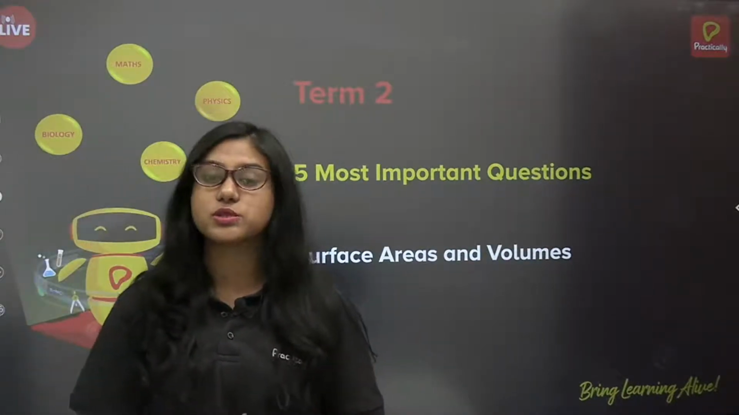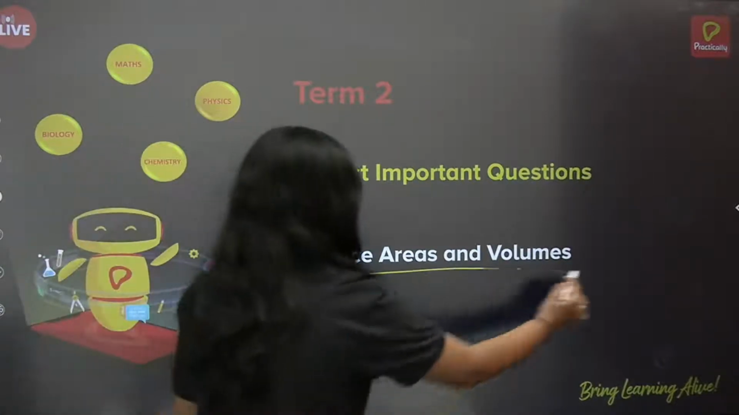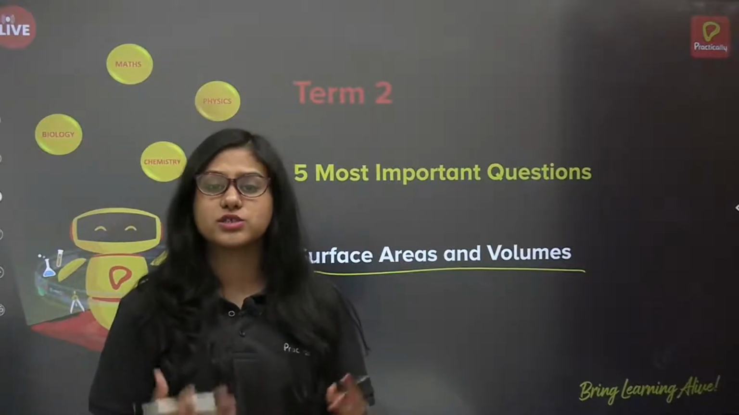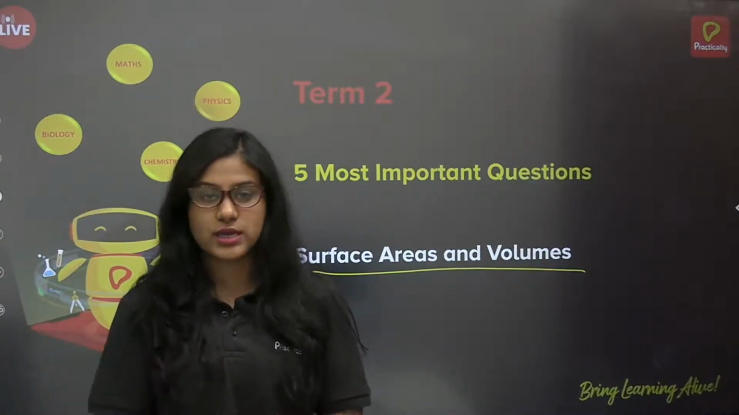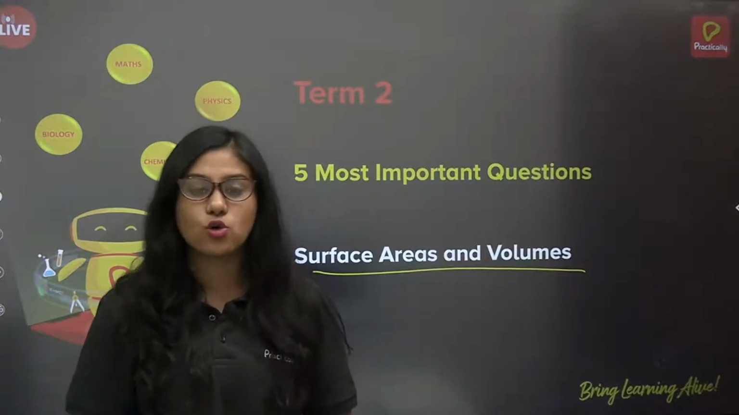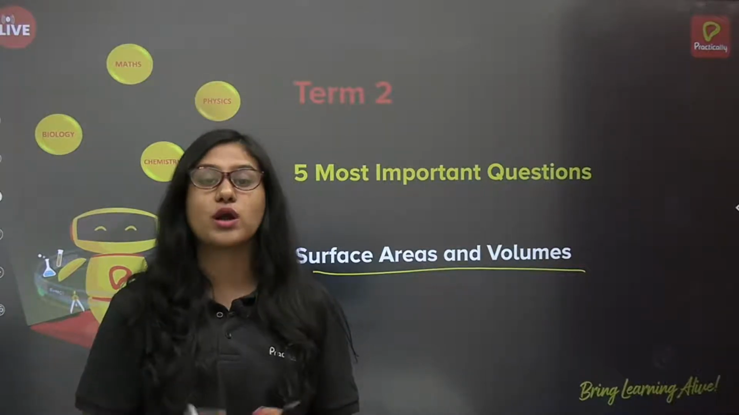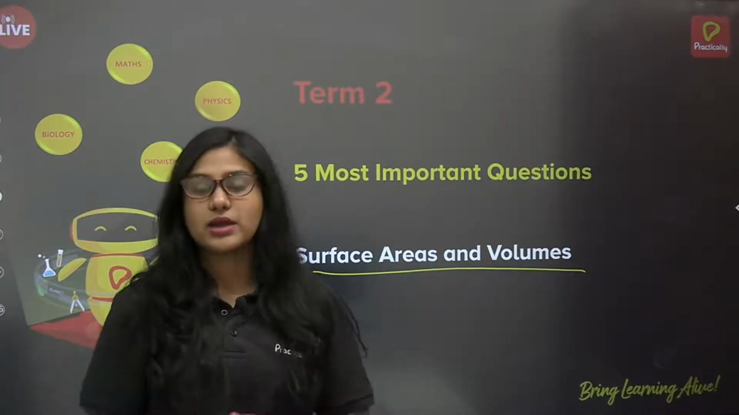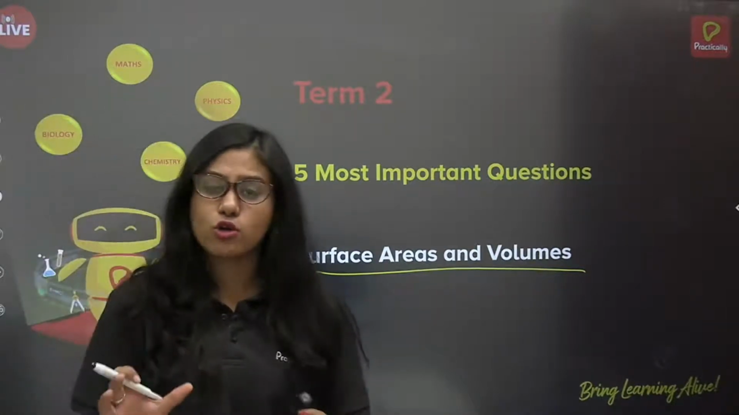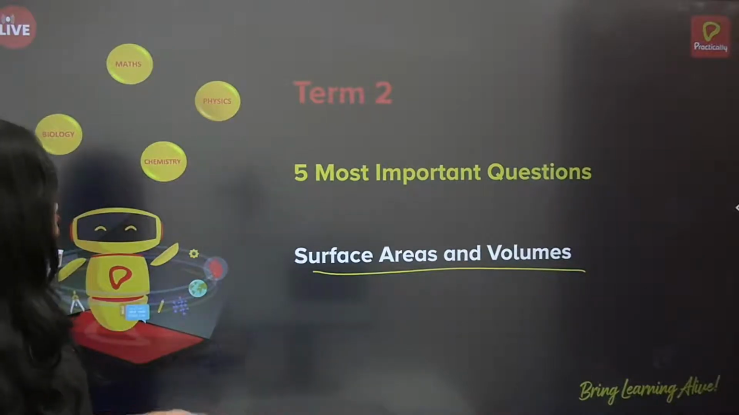So today we will be solving 5 most important questions from the chapter Surface Areas and Volumes. Before going to solve, let us check what topics are there: surface area and volume of cube and cuboid, cylinder and cone, sphere and hemisphere, combination of solids, and also converting one solid to another. I have picked up the questions which almost include all of the topics so that it will be a revision for you. So let's start with the first one.